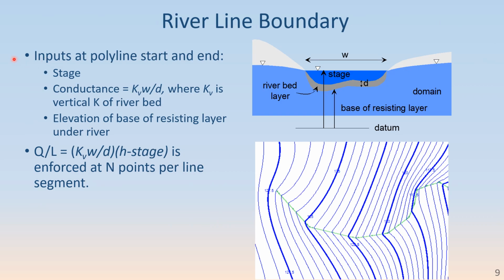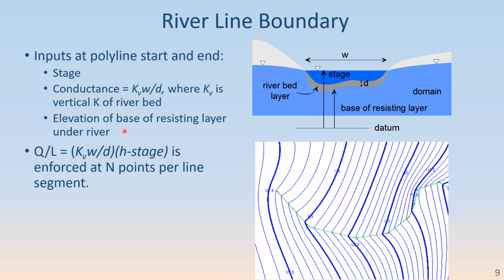Here are the inputs for a river line boundary, and you input values of each of these 3 things at the start of the polyline and at the end. First is the stage, which is the elevation of the river surface, the water surface there. The second is a conductance for the resisting bed that is presumed to underlie the river, and it is the vertical conductivity of that bed times its horizontal width, divided by its thickness d, perpendicular to the channel, that vertical.